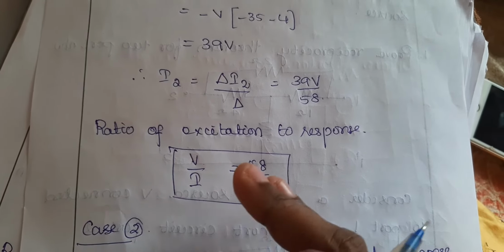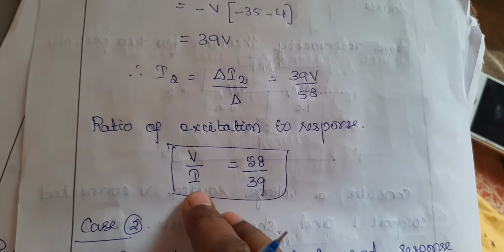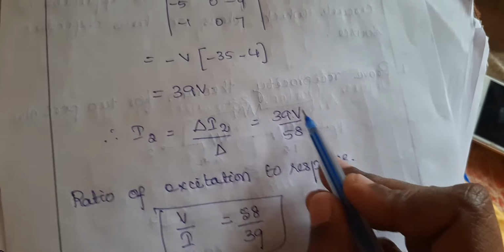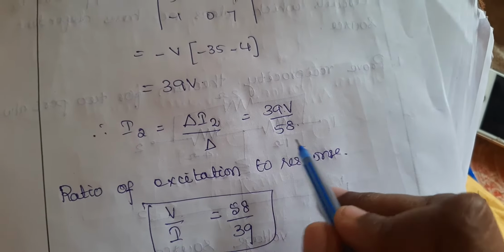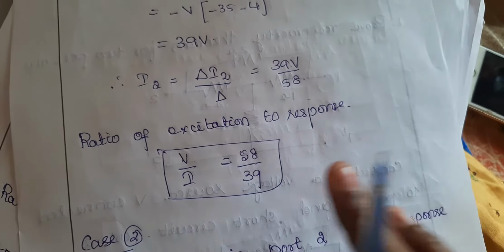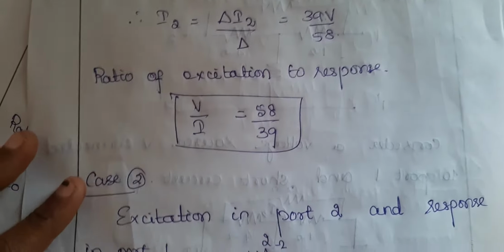So here we take excitation as voltage and response as current. So that is V by I. Okay, V is here, when I is brought down, 58 goes up, so 58 by 39. So it is the first value, the ratio of excitation to response.